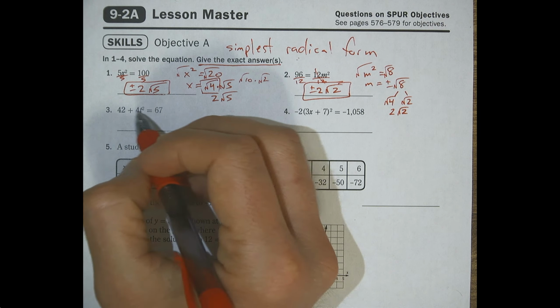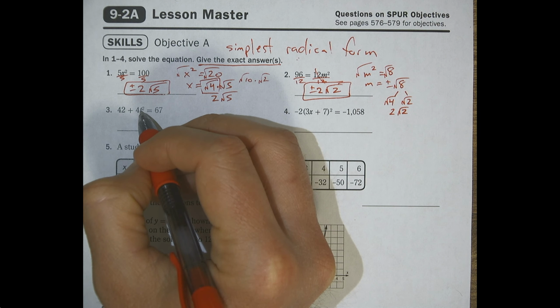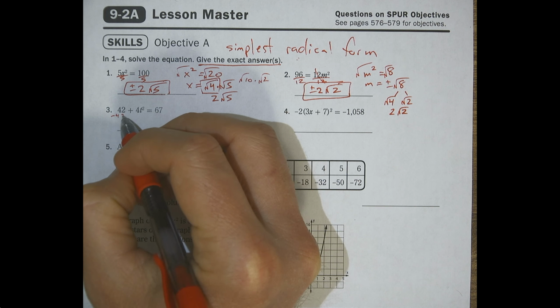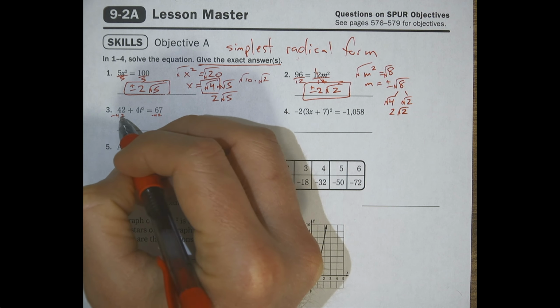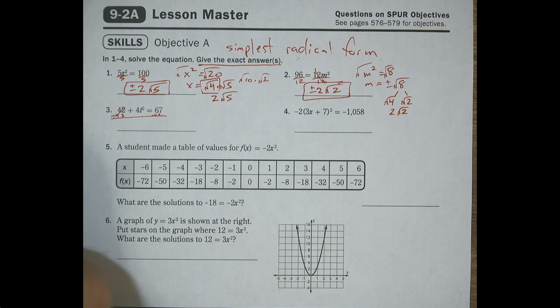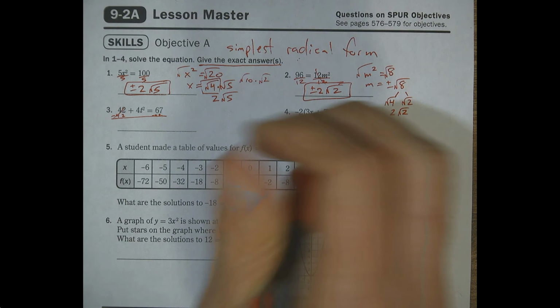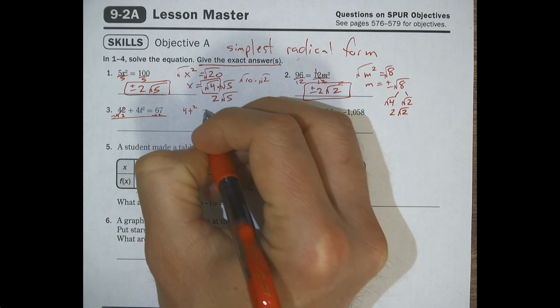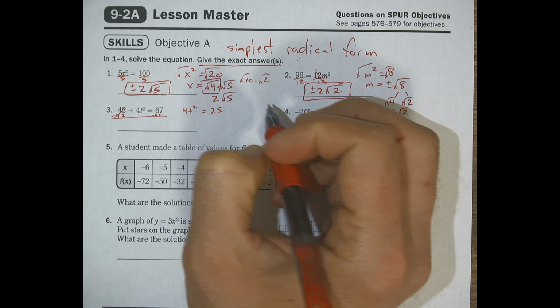Okay, number 3, one little extra step here. We're trying to isolate t squared. You're going to save the divide by 4 for last. So we're going to minus 42 here on both sides. So we're doing 67 minus 42, and we're going to get 25. So 4t squared equals 25.